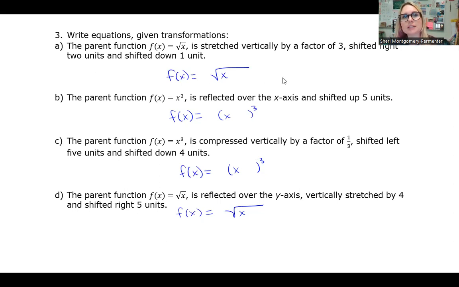So we're gonna fill in the blanks here, just reading. Okay, stretch vertically by a factor of 3. That means that goes out in front. Shifted right, that means I'm gonna have a -2. And shifted down 1, so -1. The next one, reflected over x. That means I'm gonna have a negative out in front. And shifted up 5 units. Okay, up and down is at the very end, so it means nothing goes in here. And then I have a +5 at the end. So it's okay if it's blank. I've got a little weird space here, but that's fine.